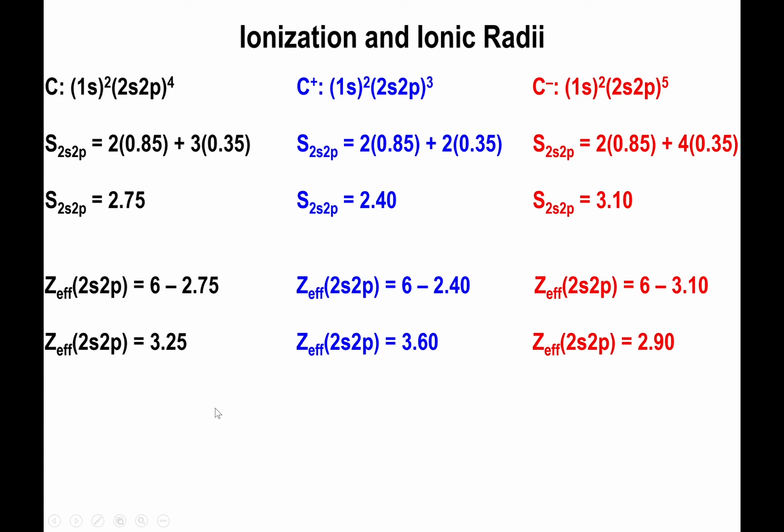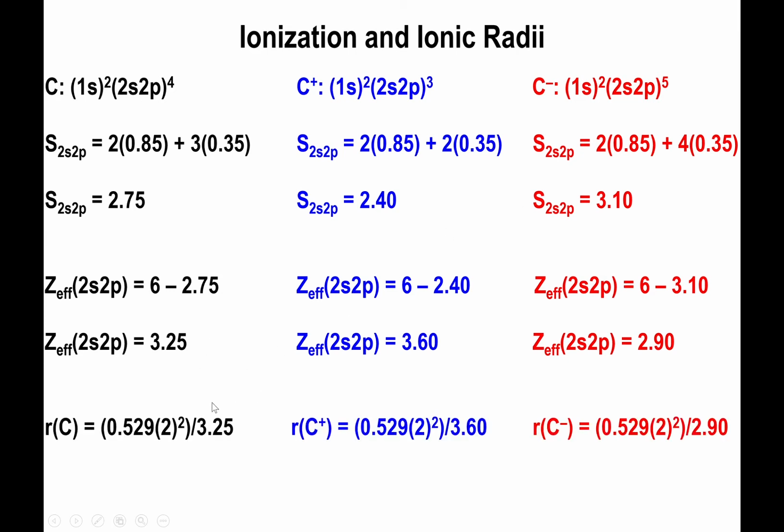Alright, so now making a little bit of room right here. The atomic as well as ionic radii can be calculated using the Bohr approximation for the radius of an atom. Namely, you multiply 0.529 by the principal quantum number squared divided by the effective nuclear charge. And since we're dealing with the 2s2p group as the valence group, the principal quantum number is equal to 2.